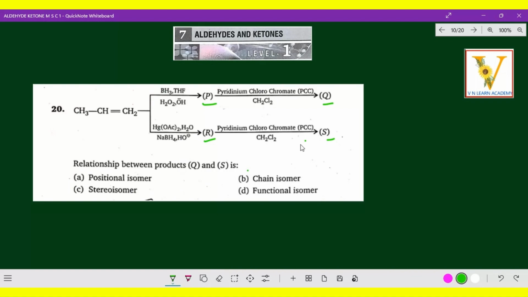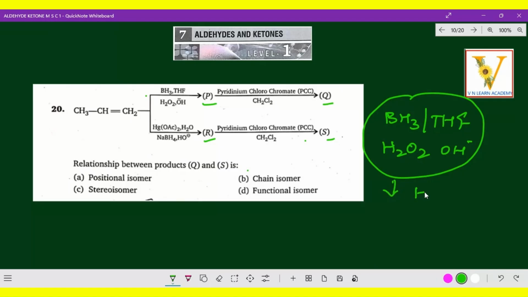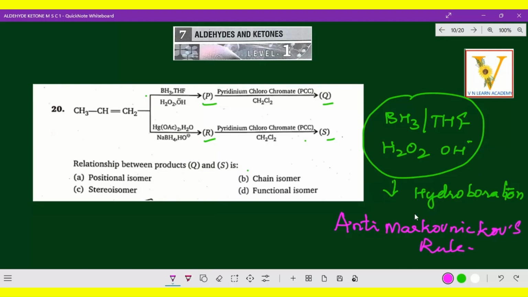So here three main concepts are hiding over there. Actually, puzzles, hide and seek question, right? So here, BH3 THF, it is actually hydroboration oxidation. So the first point: BH3 and THF, then H2O2 and OH minus. This is called hydroboration. Hydroboration, what purpose are we using it for? It is for anti-Markovnikov's rule. I hope you got that clarity. That's what I said, it is hiding over there. So the same way, hydroboration is used for anti-Markovnikov's rule.